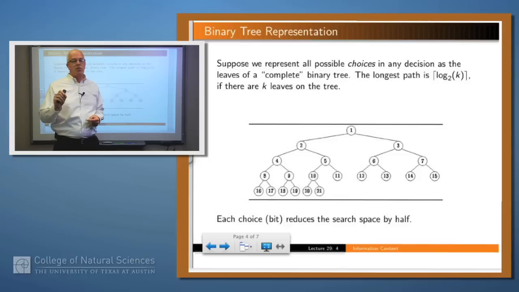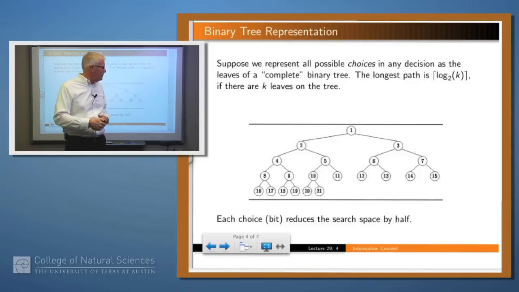And so each time you send one of the bits, you either go to the left or you go to the right, and that divides the search space in half, assuming that the tree is balanced, that is a complete binary tree. And the longest path in a binary tree like this is the ceiling of the log base 2 of the number of leaves of the tree, right? And so what that tells us is that in some sense, the amount of information that you're sending in a message has something to do with the log base 2 of the size of the number of possible messages.